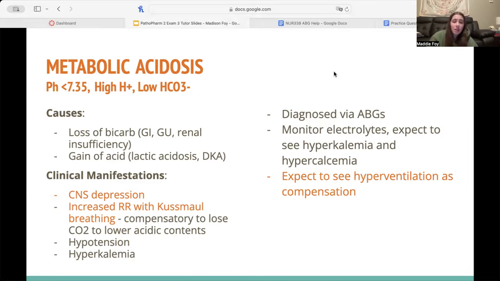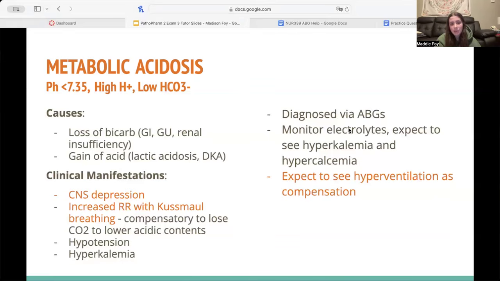Your causes here would be loss of that bicarbonate. That can be through GI losses, GU losses, as well as renal insufficiency, but also from a gain of acid. In states of lactic acidosis or diabetic ketoacidosis, DKA, when your body gains excess acid, maybe those hydrogen ions, you can be in a state of metabolic acidosis. The main clinical manifestations here are going to be CNS depression, as well as increased respiratory rate with Kussmaul's breathing, which is deep, rapid respirations.